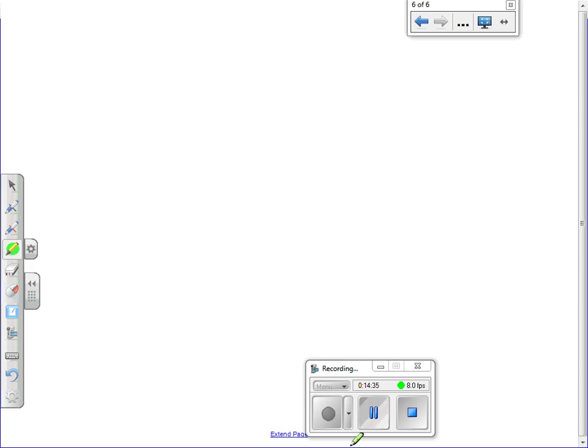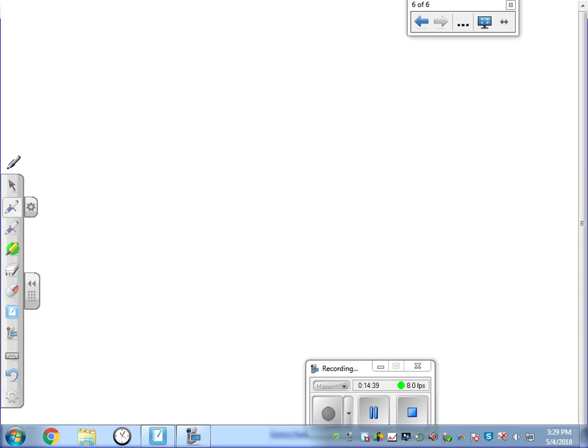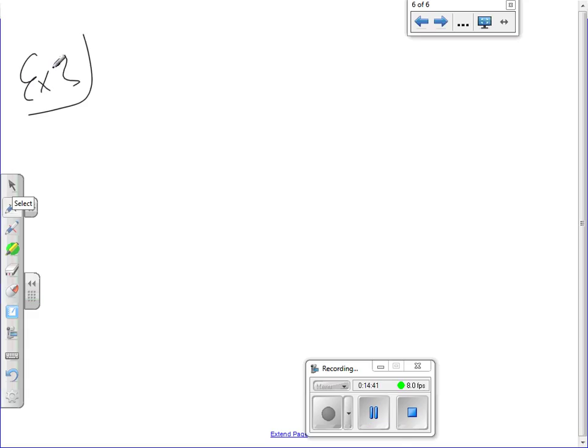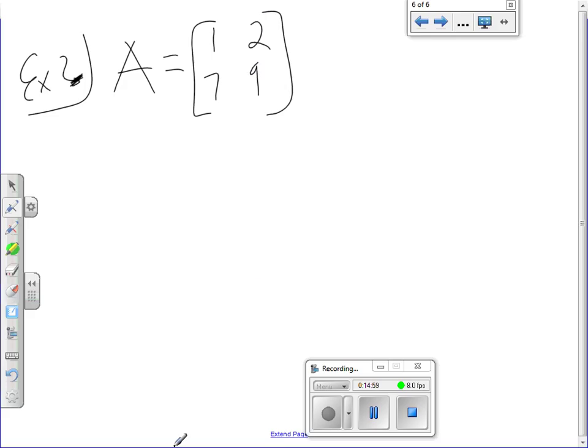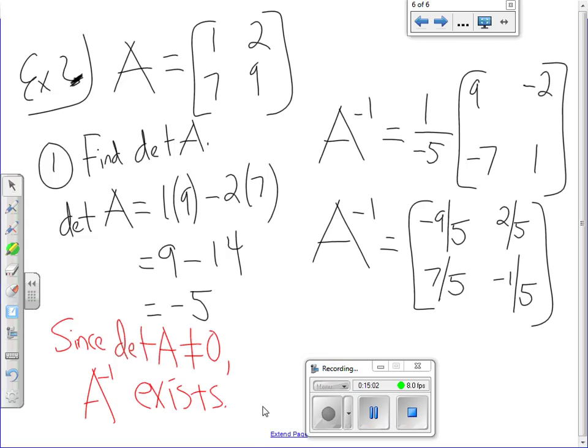Next example coming your way. I'd like you to pause the video and have a go with it. Here's your next matrix to find the inverse of, if it exists. Sorry, that's supposed to be 2. It looks like a 3. Have a go with this. I have in my first column 1, 7. I have in my second column 2, 9. Hit that pause button. Try it out.